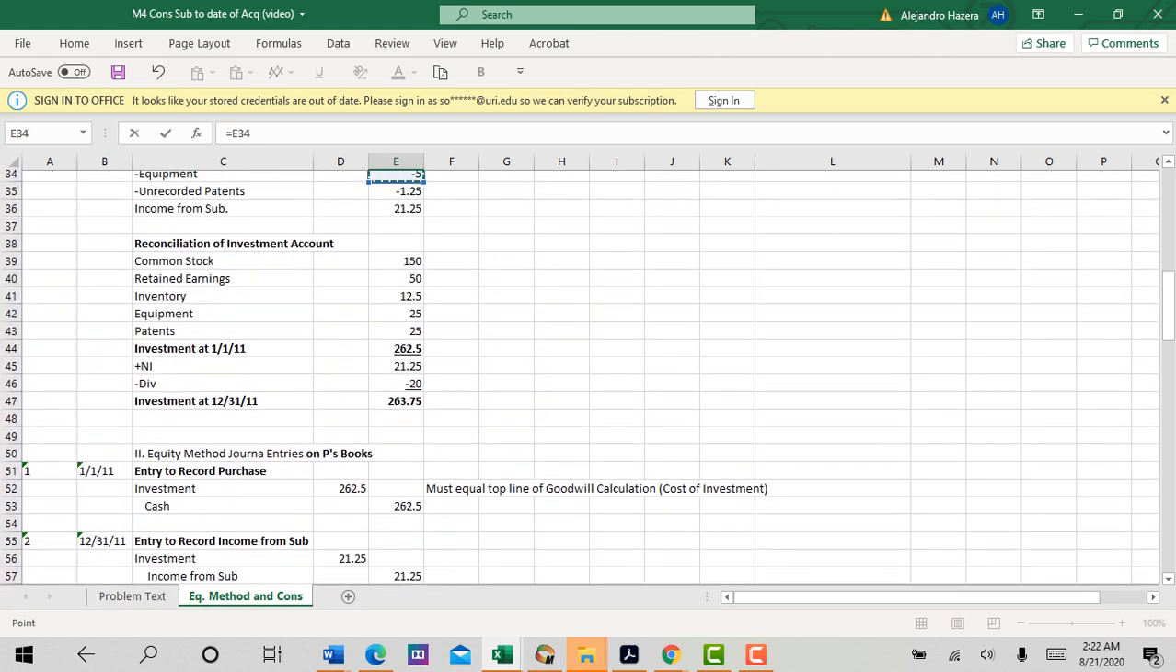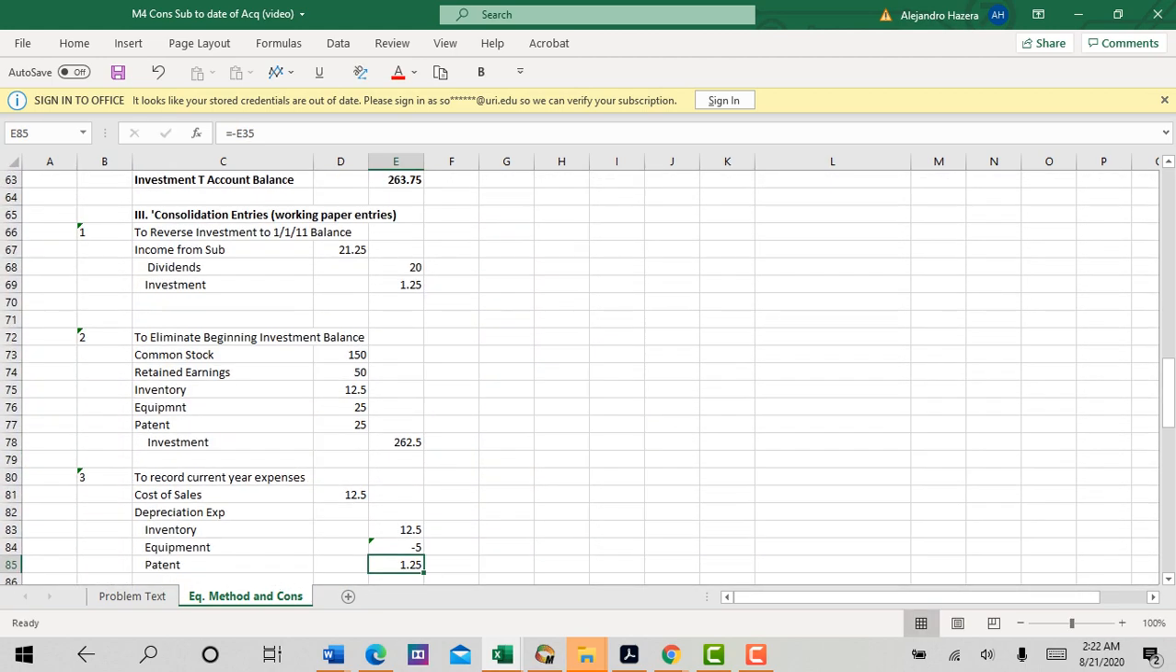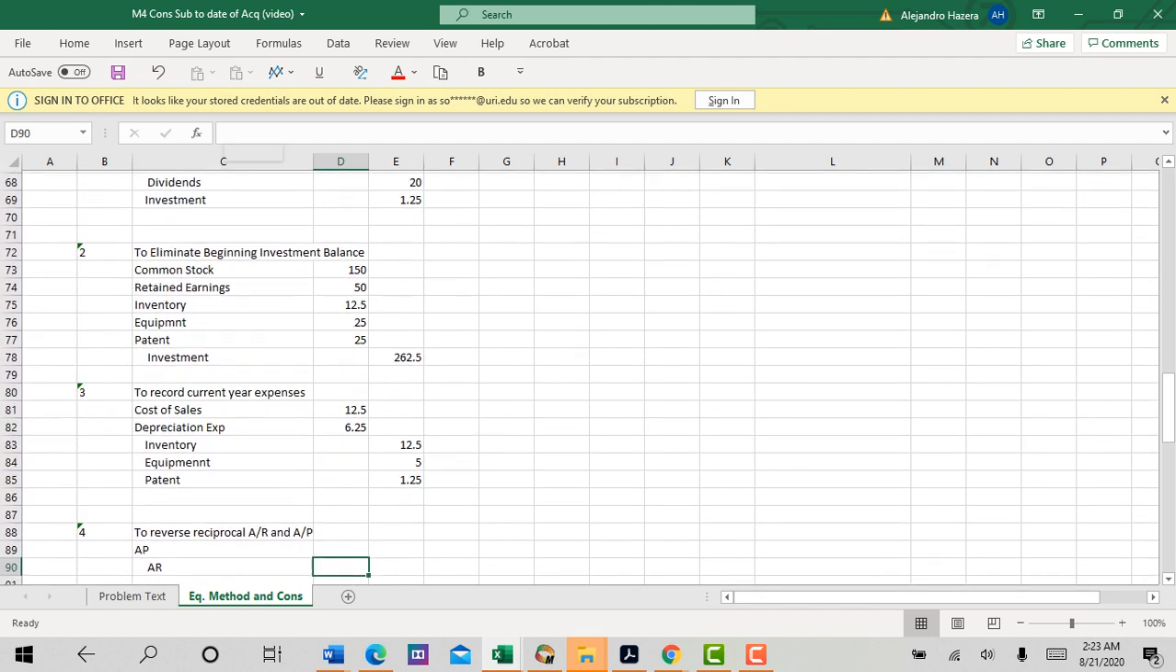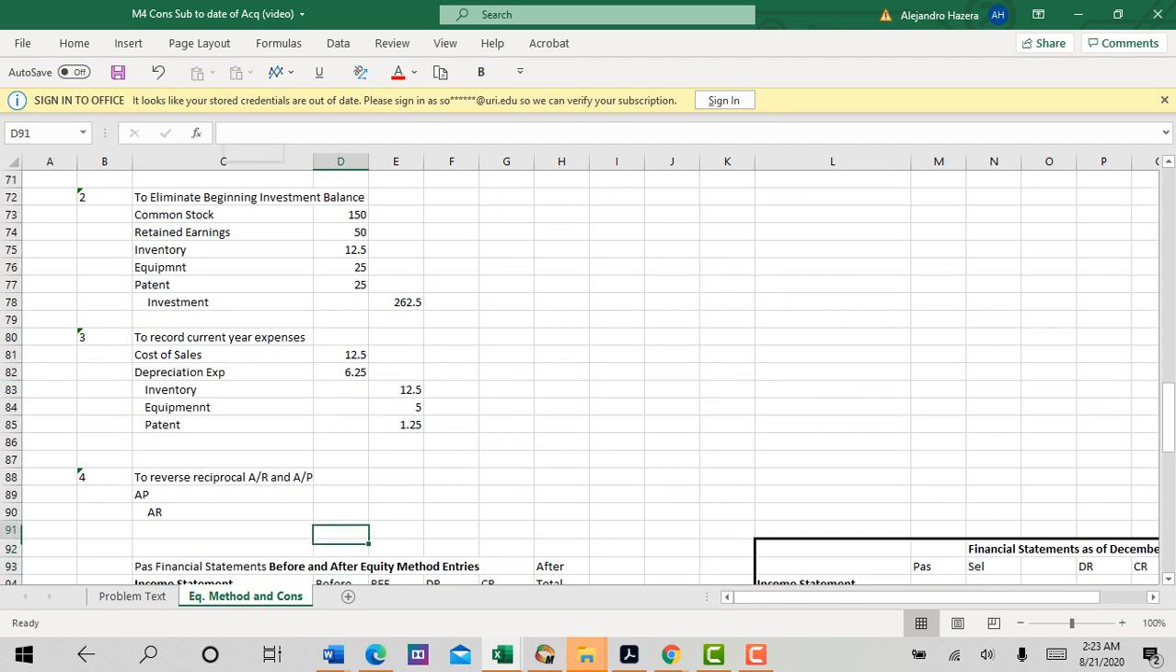The wrong calculation. I think the equipment is going to be depreciated by 5, and I got that from the income calculation. Okay, so the depreciation expense is going to be equal to 5, which is depreciation on the equipment, plus the amortization on the patent. So our expense there is going to be 60.265.